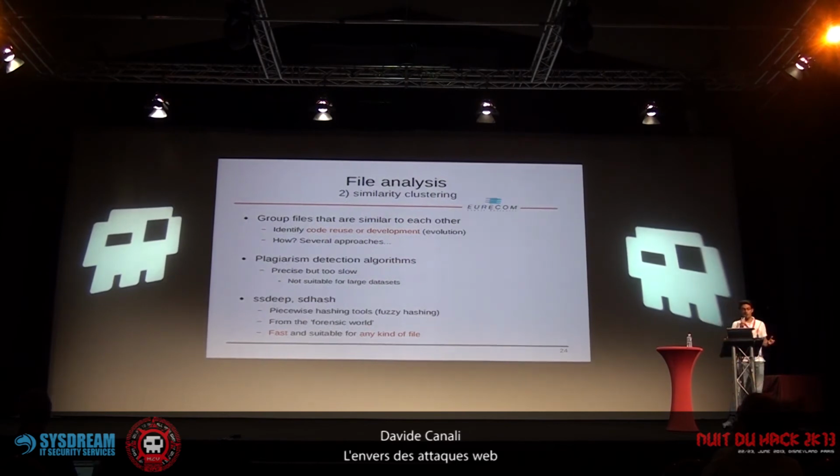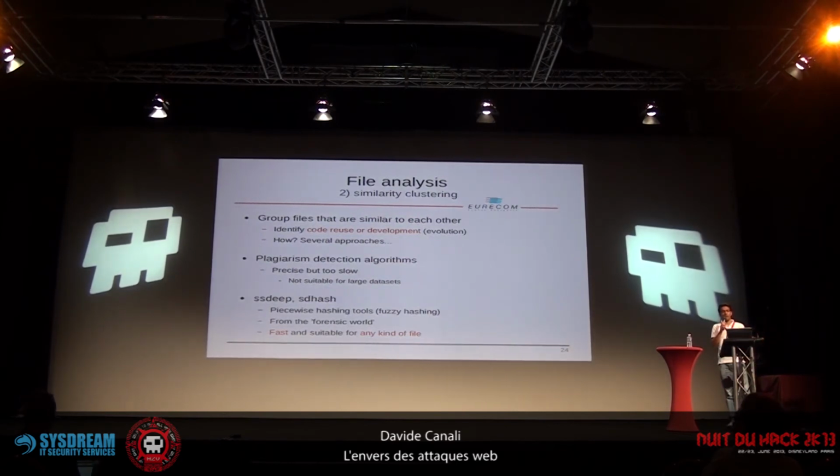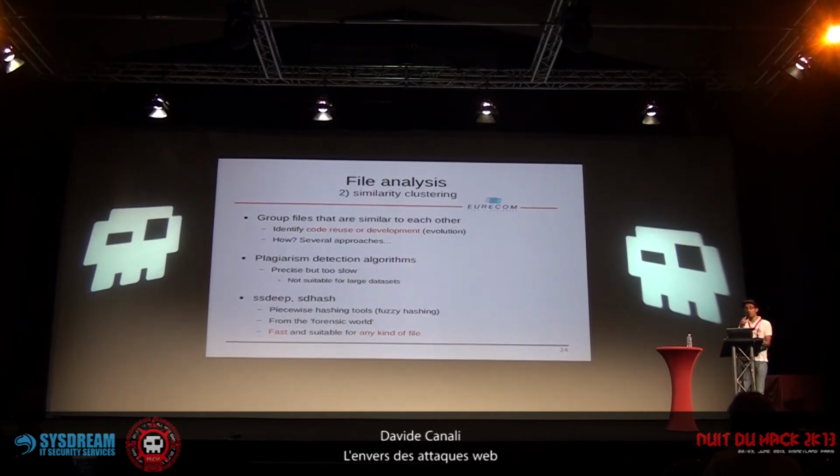What is this? It's just a way to identify code reuse or code development. So we want to see if there are web shells that are typically used by attackers, and if they actually modify the source code to personalize them, or if they just steal code from other people. How to do this clustering? There are several approaches. We can use plagiarism detection algorithms, but these algorithms are precise but really slow. We cannot use them for large data sets.